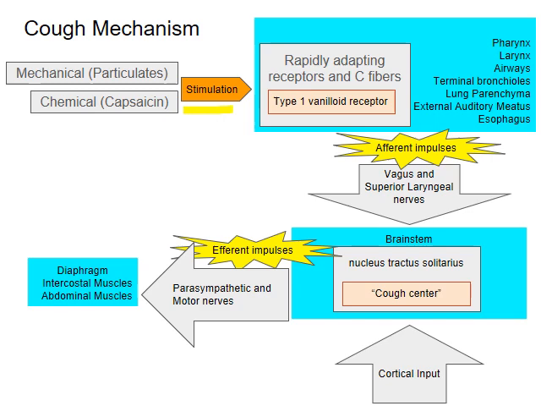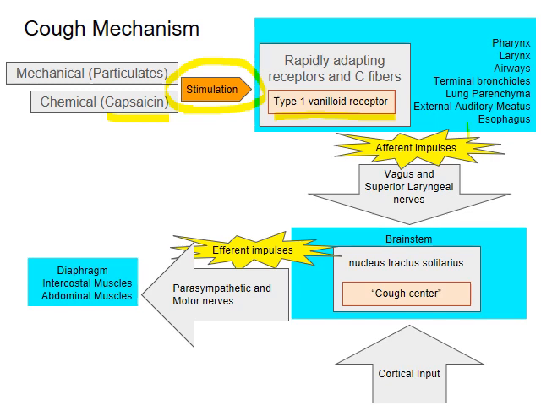It all starts with stimulation of receptors. Capsaicin, an example of a chemical that can stimulate the type 1 vanilloid receptors found in rapidly adapting receptors and C fibers. These are found in afferent nerve endings which innervate the pharynx, the larynx, the airways, even the terminal bronchioles, the lung parenchyma, external auditory meatus, and even the esophagus.